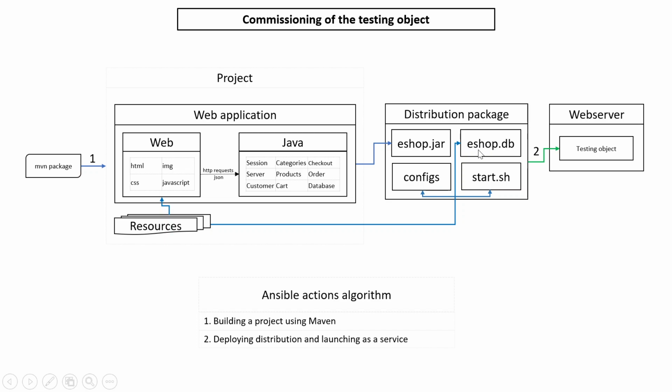The project is written in Java and the Maven tool is used for assembly. So the specified command should be executed to create the final distribution package. Then it only remains to run it as a service on a remote machine. Now let's correlate the presented scheme with the source code of the application, run it locally, and automate the assembly and deployment to a remote machine using Ansible.